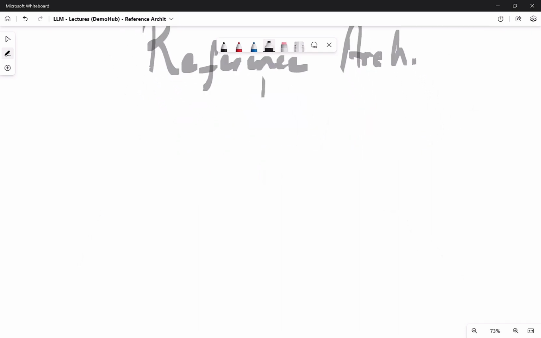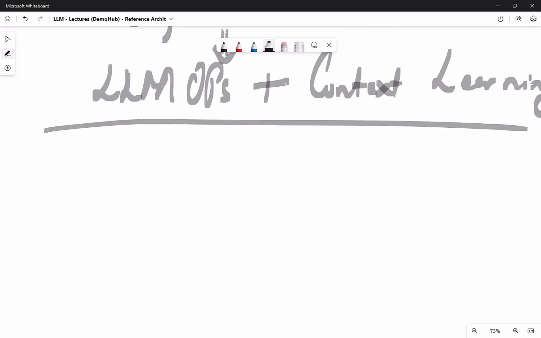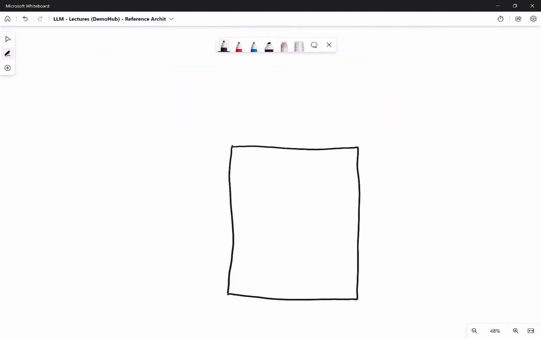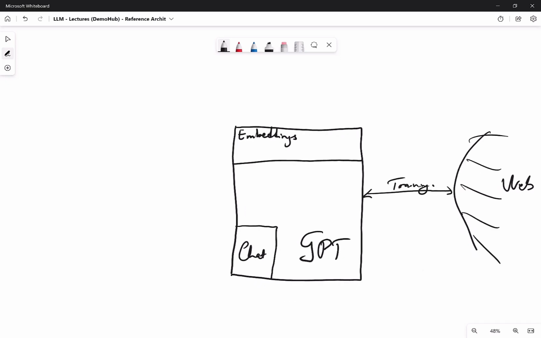As part of the discussion, we're going to touch on LLMOps plus in-context learning. That said, a simple box that looks like this. And the three main components we saw: one was the chat component, which is the chat API, the GPT API, and the Embeddings API. So these are the three main APIs that we've referenced as part of OpenAI ChatGPT. Somewhere on the far right side is the web. Training happens between OpenAI and the web.